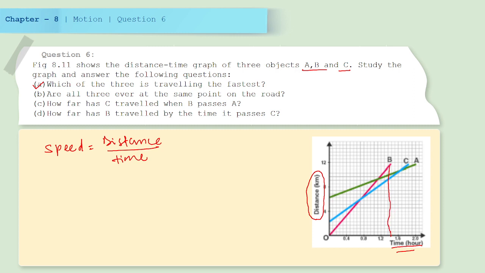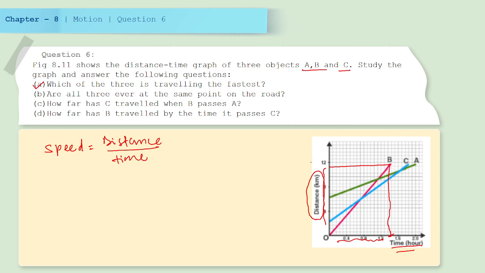You drop a perpendicular like this to the x-axis, so that the corresponding point on the y-axis will give you the distance traveled and this will give you the time. Now with this, how can you find out who is traveling fastest? You see the time is the same for all the three objects A, B and C. The time is fixed, let's say it's 1.4 hours, because it is in between 1.2 and 1.6. So time is fixed, 1.4 hours for all the three objects.